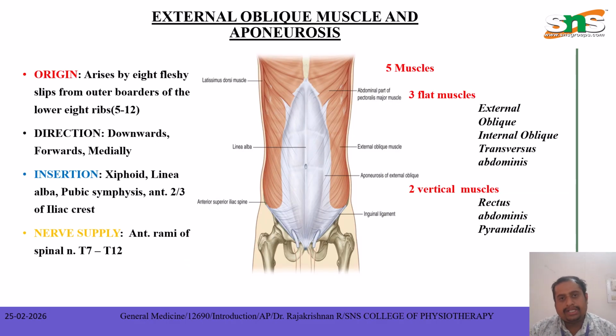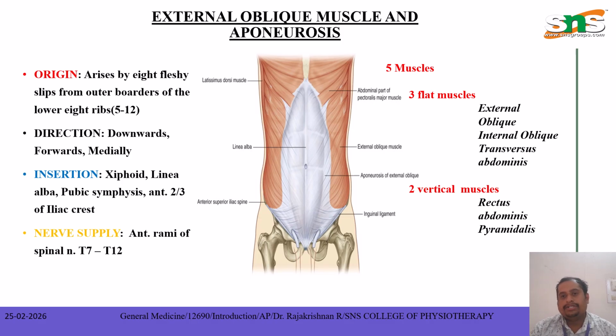Then the external oblique muscle and the aponeurosis. It originates from 8 fleshy slips on the outer border of the lower 8 ribs, that is ribs 5 to 12, and is directed downwards, forwards, and medially. It is inserted into the xiphoid, linea alba, pubic symphysis, and anterior third of the iliac crest. The nerve supply to this external oblique muscle is the anterior rami of the spinal nerves T7 to T12.